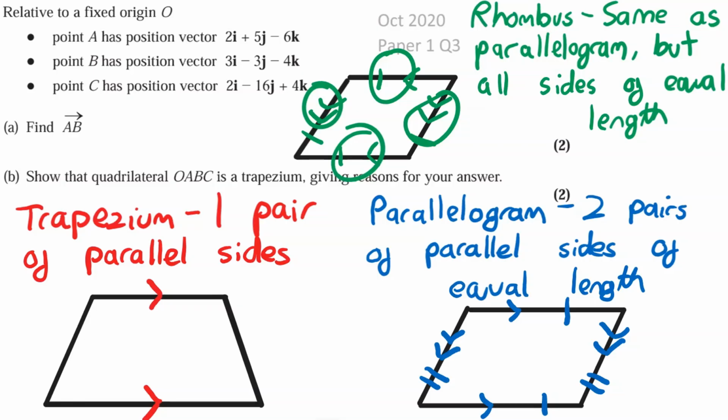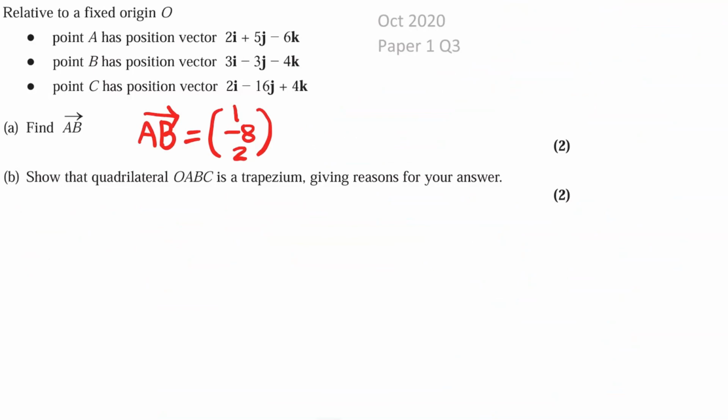A rhombus is actually kind of similar to a square. The only difference is that with a square, you have 90-degree angles. With a rhombus, you don't have that. They're not 90 degrees.